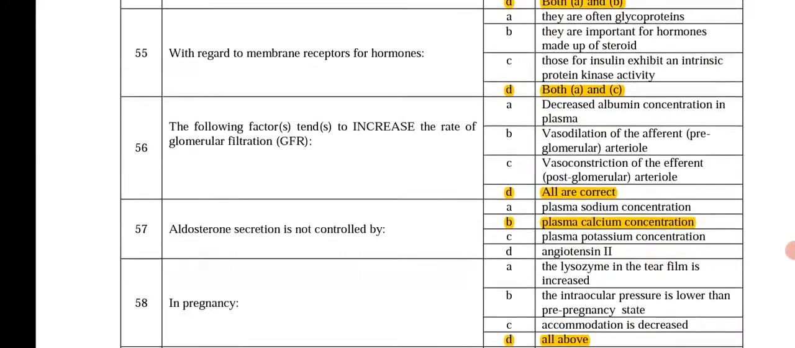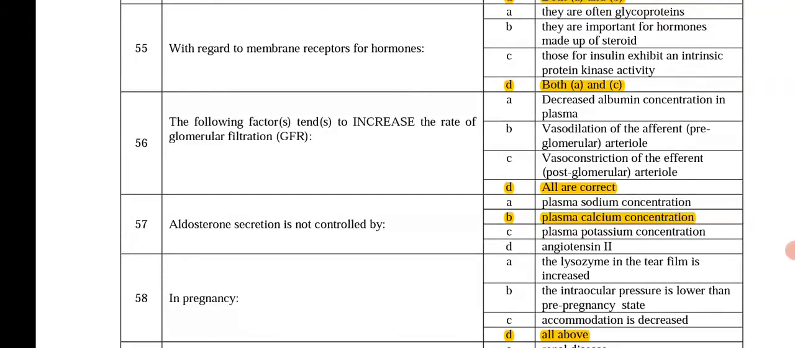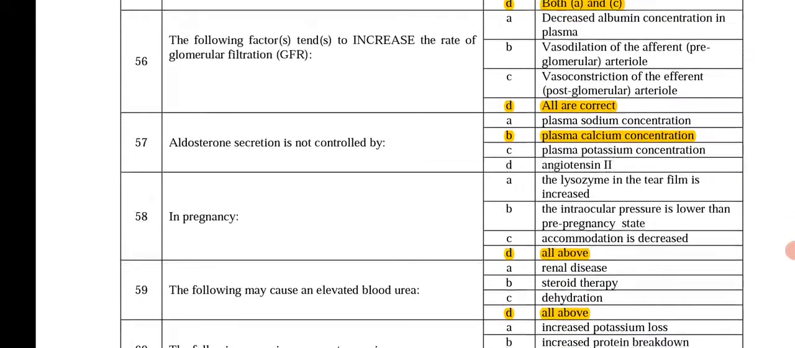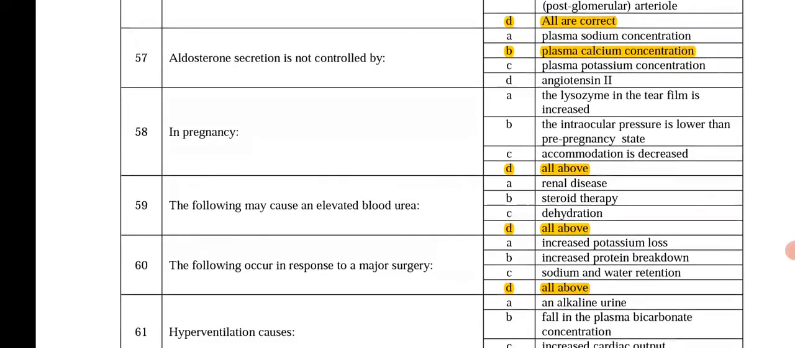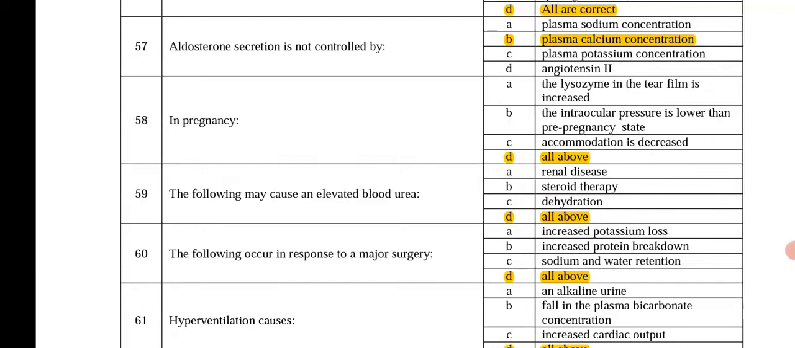The following factors tend to increase the rate of glomerular filtration, or GFR. All are correct: decreased albumin concentration in plasma, vasodilation of afferent glomerular arteriole, and vasoconstriction of efferent postglomerular arteriole. Aldosterone secretion is not controlled by plasma calcitonin concentration. In pregnancy, the lysozyme in the tear film is increased. The intraocular pressure is lower than in the pre-pregnancy state. Accommodation is decreased. The following may cause an elevated blood urea: renal disease, steroid therapy, and dehydration.